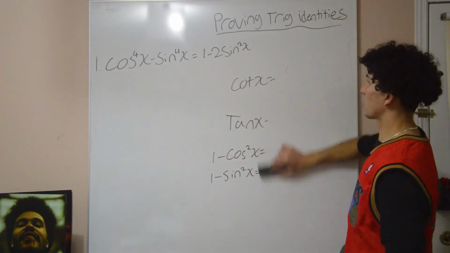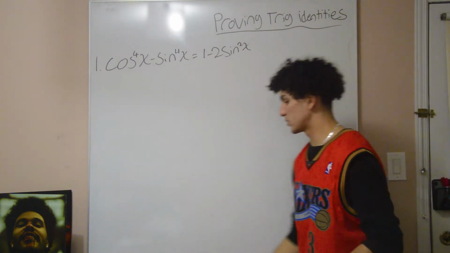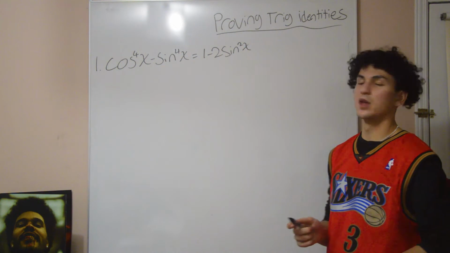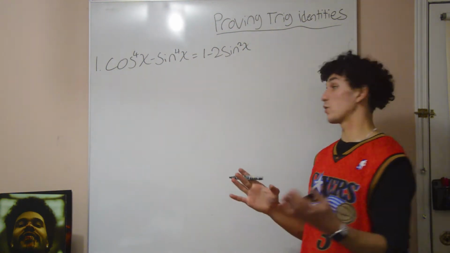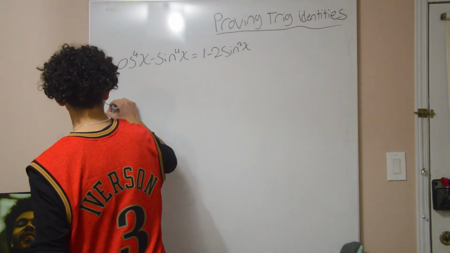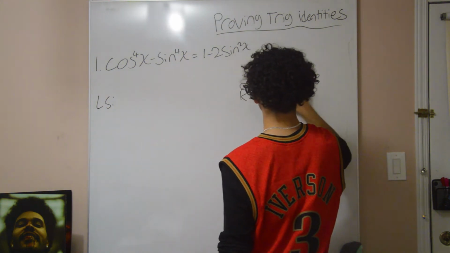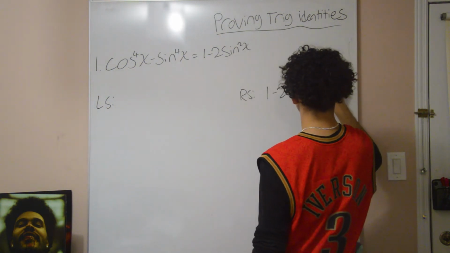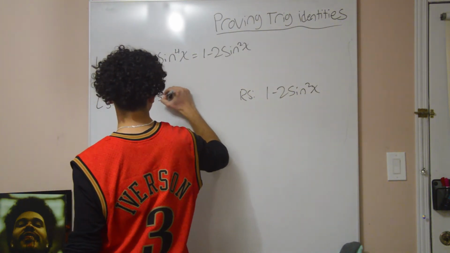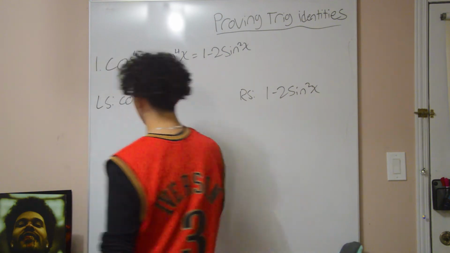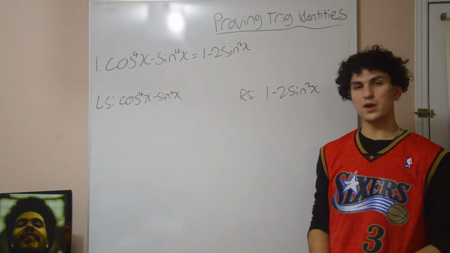So it's cos 4x minus sine 4x equals 1 minus 2 sine squared x, and that's it. So when we're doing trig identities, we don't want to move anything over. We treat it left side, right side. So, left side there, right side here. 1 minus 2 sine squared x, and we have cos 4x minus sine 4x, just like that. I'm hoping you guys see on this side we have a difference of squares.